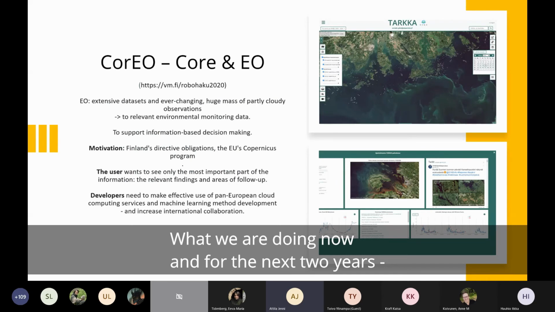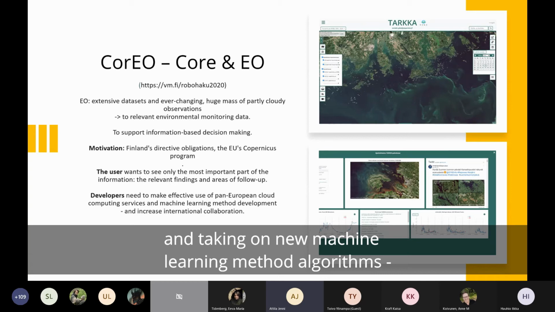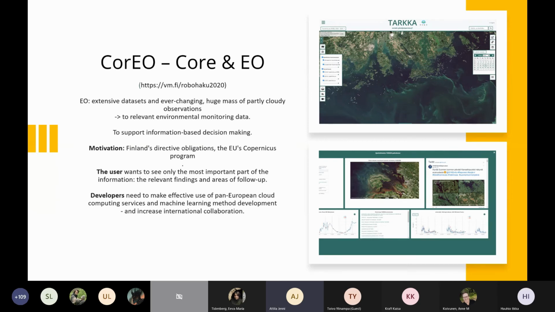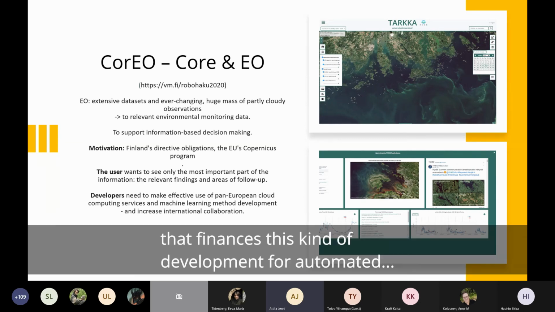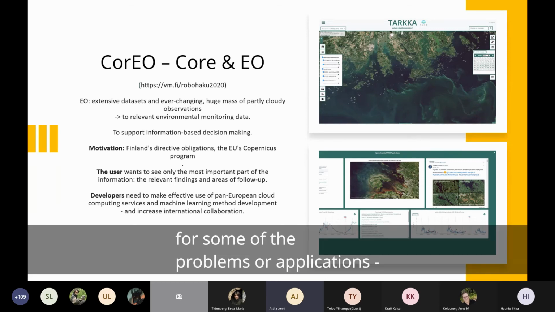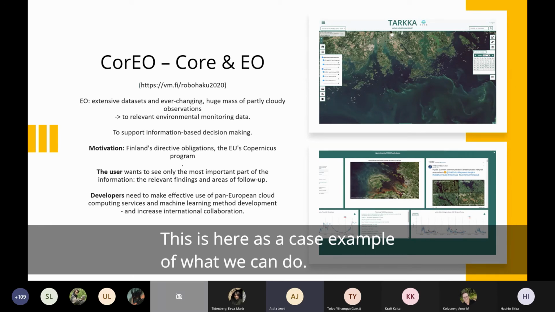And what we are doing now and for the next 2 years within a project that is especially focusing on machine learning methods and on taking into use new machine learning algorithms in our current data processing flow. This is a Coreo project where we got funded by the Ministry of Finance that finances this kind of development for automated, including machine learning, parts for some of the problems or applications in governmental institutions. But this is just one of our projects. This is here as a case example of what we can do.